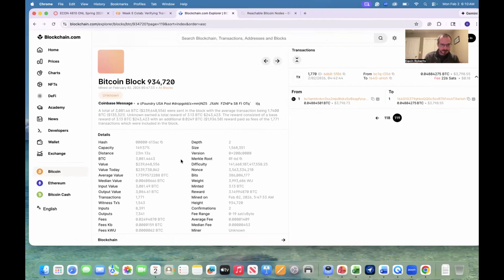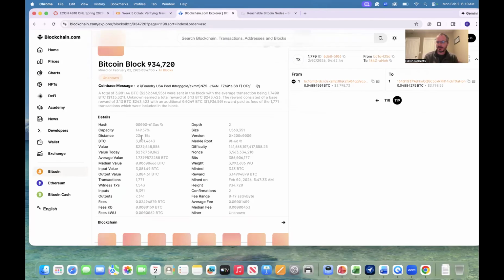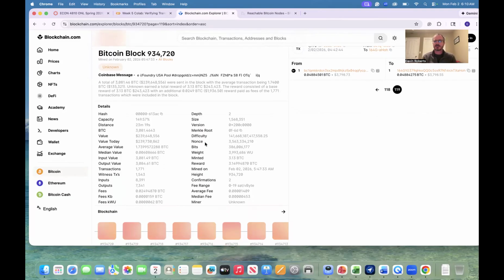We can see, right here, it was mined 23 minutes ago, 16 seconds. And then just basic different information. Here is what's called the nonce, which will come up in today's lecture. Notice that very large number; that is going to be an important aspect of Bitcoin. So this is 3,500,000,000.